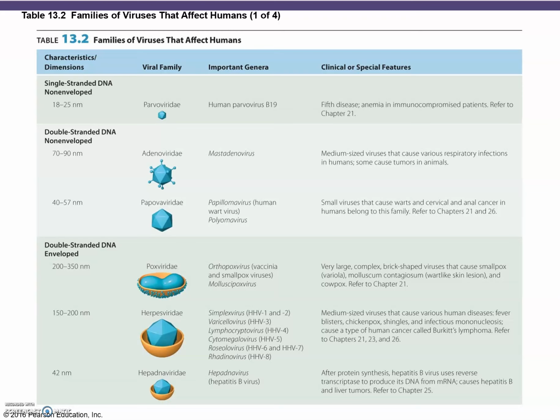Then we have the Adenoviridae. Those you should know about because they're important cold viruses, basically. If you have a cold, the common cold is usually either an adenovirus or a rhinovirus. So you should check off this one here. I can do this.